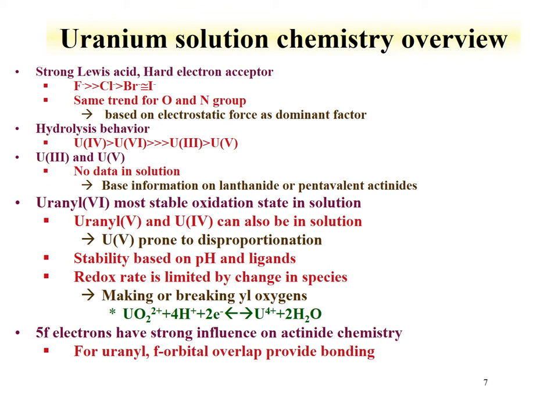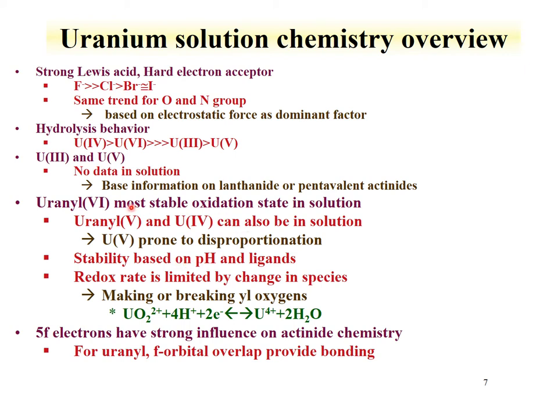Overall, in solution, uranium-3 and uranium-5 have very little data. Similarities are drawn from the lanthanides or pentavalent actinides such as neptunium. Uranium-6, as the uranyl, which we'll discuss, is the most stable oxidation state in solution. Uranium-5 and uranium-4 can also be in solution, but uranium-5 is very prone to disproportionation, in other words, oxidizing to uranium-6 and reducing to uranium-4.